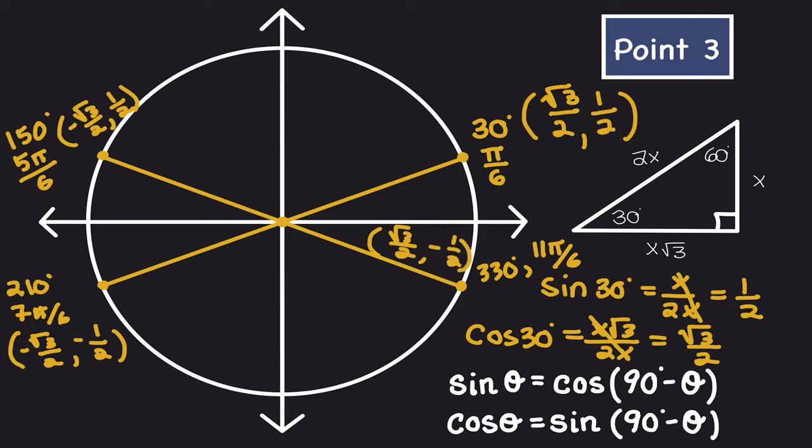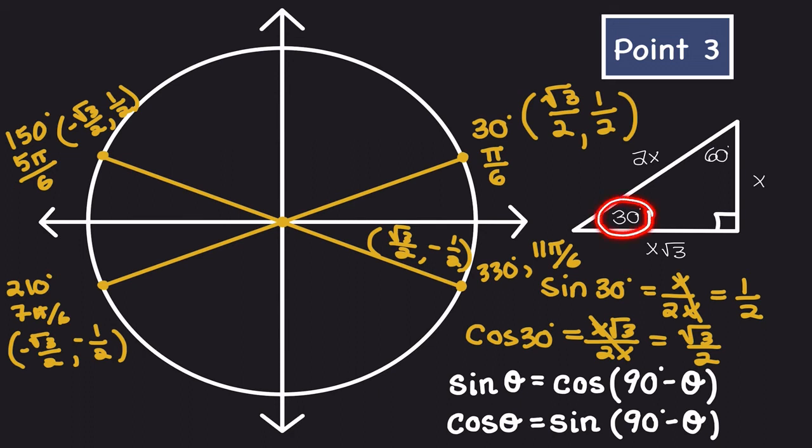From one point we got the three others, but we're not done yet, because if we go down below we get this trig identity. These two trig identities, sine of theta equals cosine of 90 minus theta, and cosine theta equals sine of 90 minus theta. What this is basically saying is that if you have two complementary angles that add up to 90 degrees, the sine of that angle is going to equal the cosine of the complement, and let's get that from the triangle above.